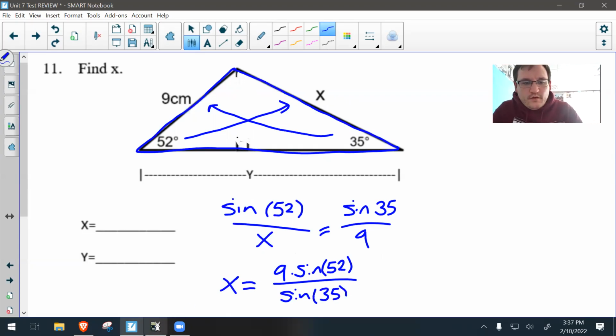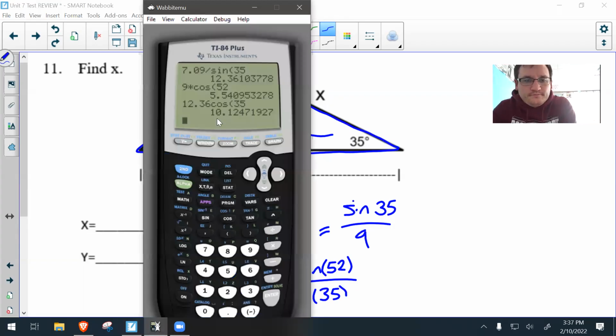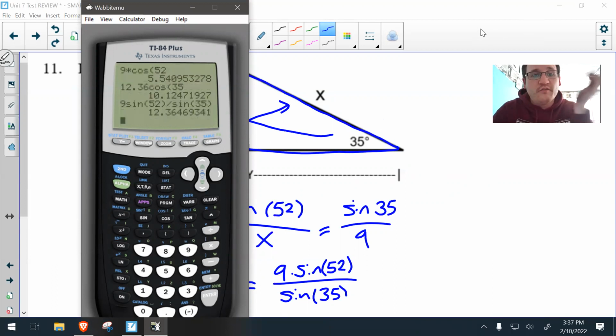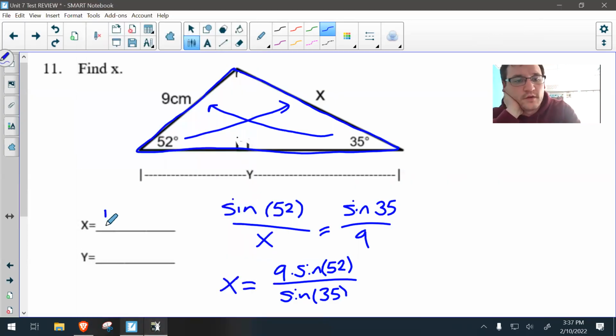And then we type that all into our calculator. That's going to give us 9 times the sine of 52 divided by the sine of 35. And so we got 12.36, which is pretty close to what we got last time.